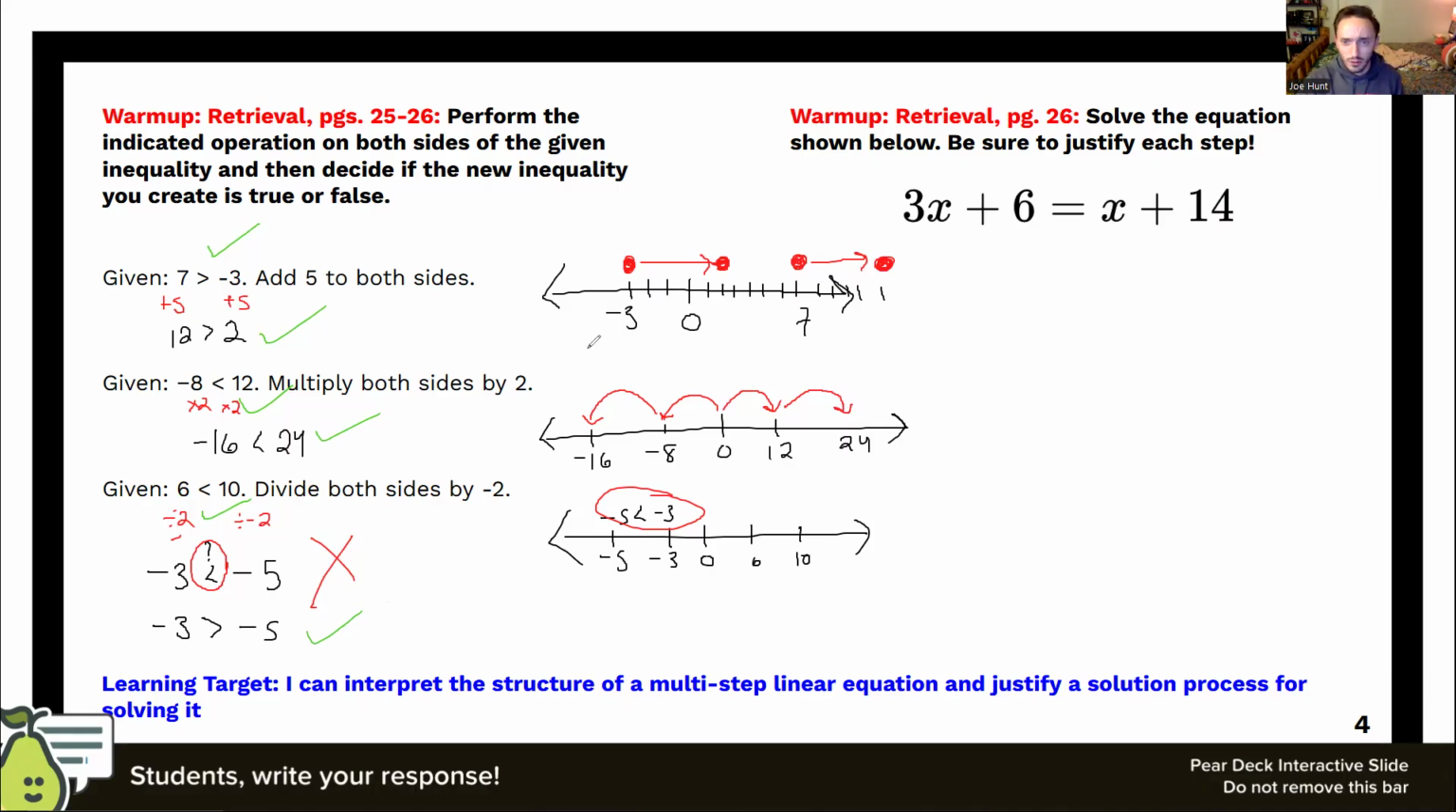Now, returning into a little bit more familiar territory, if I'm looking at how to solve an equation, right? 3x plus 6 equals x plus 14.